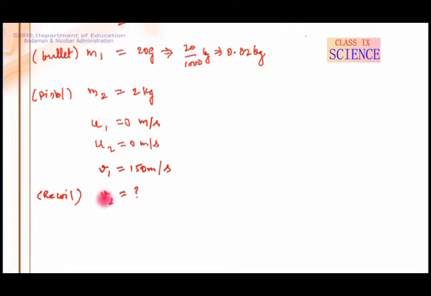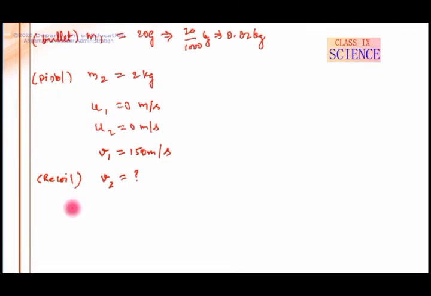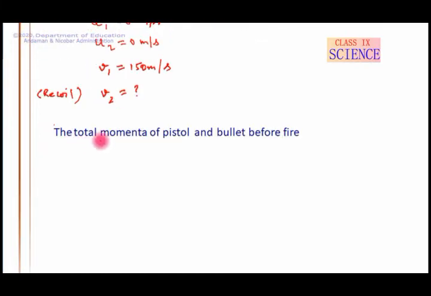So, the things that are given in the question we have already written. How can we do this numerical problem? First we will see the momenta; the plural form of momentum is momenta. Firstly we will find the total momenta of bullet and pistol before firing. So, that we write first. We know that P is equal to mv.